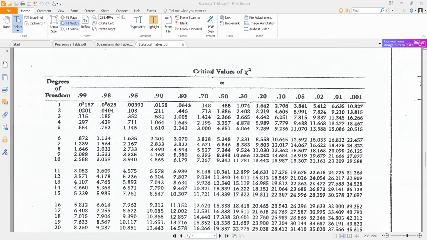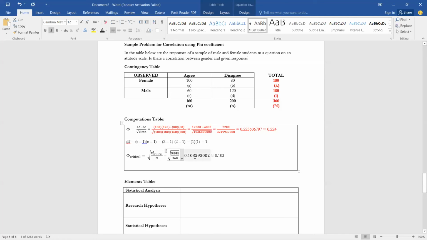All right, so let's go back. So denominator is 360. No? And you get the square root of that, and you get 0.103. So that's your critical value that you will compare against the phi coefficient that you calculated. But first, let's get R squared. No? Using 0.224 squared, that's 5.018% of the total.